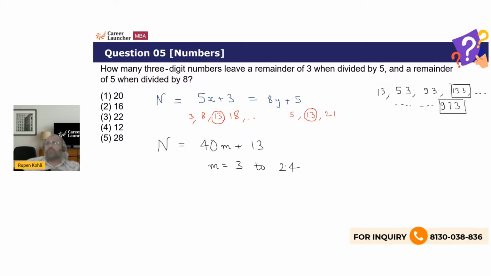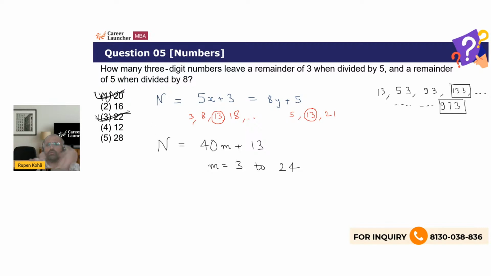3 to 24 are 20 numbers. That's your answer. There are 20 such numbers. Sorry, my bad. Not 20, sorry, 22. From 3 to 24, there are 22 numbers, right? 24 minus 3 is 21, plus 1, 22 values, right? So 22 numbers are satisfying this condition.